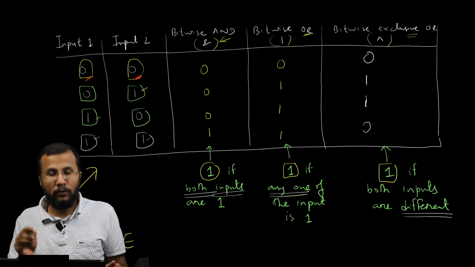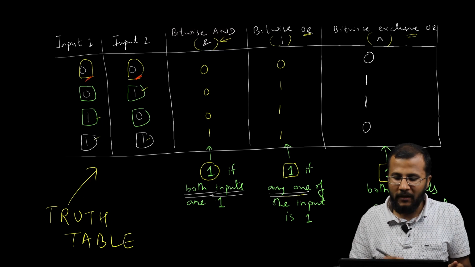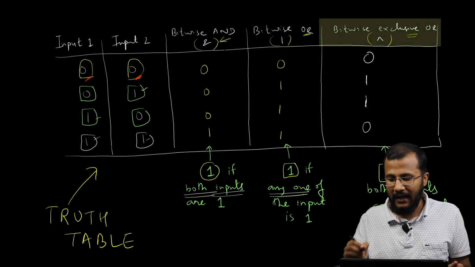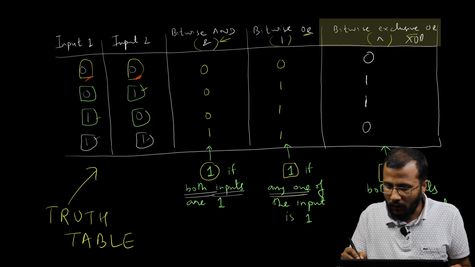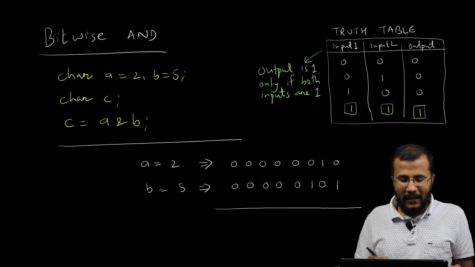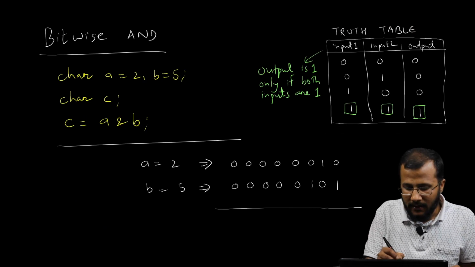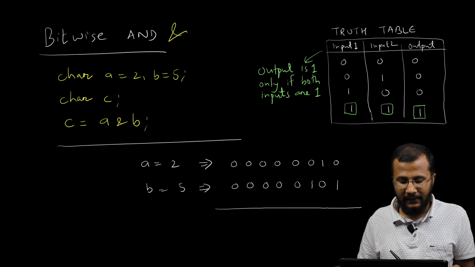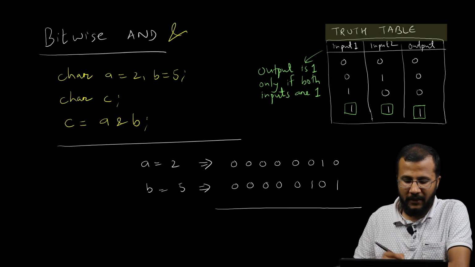This is the truth table for bitwise AND, bitwise OR and bitwise XOR, also called exclusive OR. Now let's look at bitwise AND in more detail. The symbol is this one, bitwise AND. Here this is the truth table of bitwise AND.